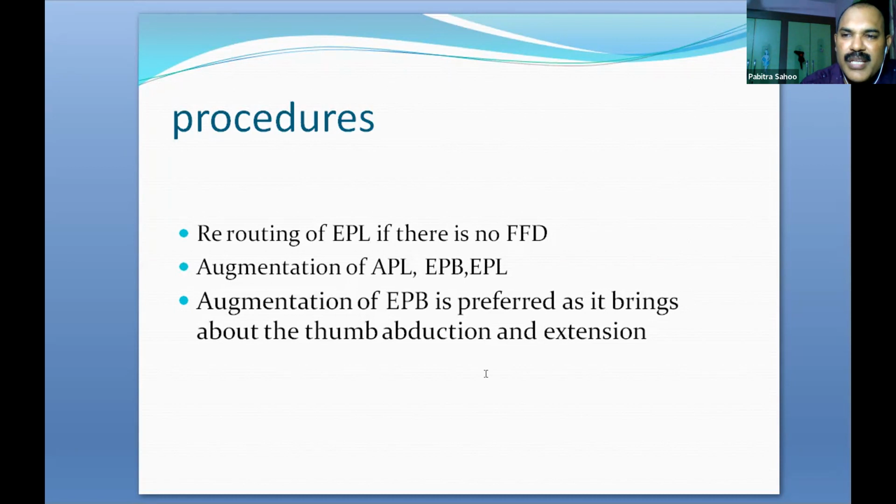Okay, so in that situation, joint stabilization may be required, like capsulorrhaphy or arthrodesis or complete fusion of the joint. Whether it will be helpful or not, in the first stage we can go for a K-wire stabilization, and see how the hand is functioning after stabilizing the MCP. If it is functioning better, then take out the K-wire and fuse the MCP joint permanently.